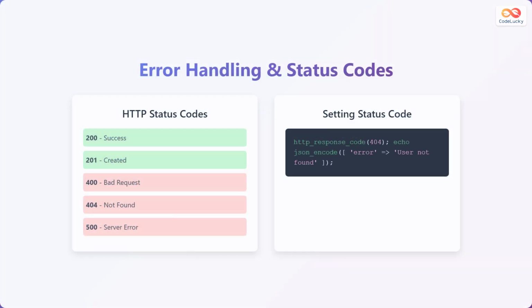When building an application programming interface or API, it is important to handle errors and return appropriate hypertext transfer protocol, also known as HTTP status codes. Some common status codes are 200, which means success, 201, which means created, 400, which means bad request, 404, which means not found, and 500, which means server error. To set a status code in PHP, use the http_response_code function, passing in the desired status code.